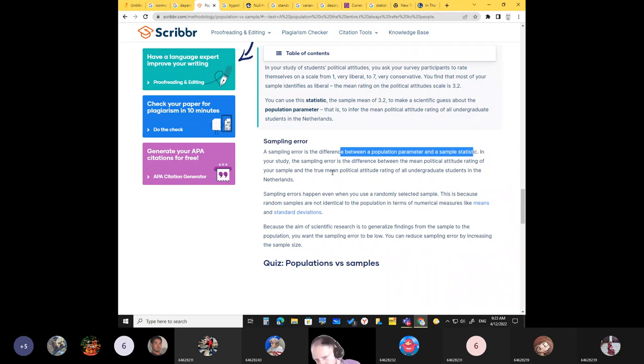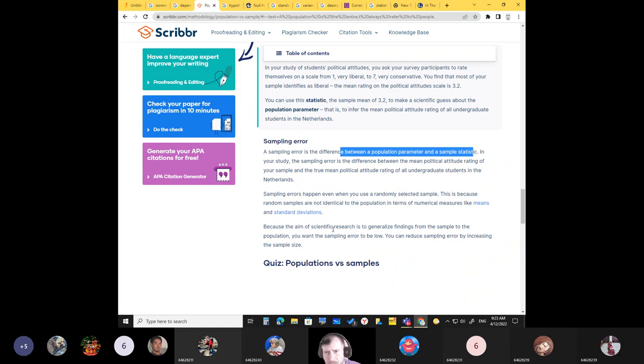There's some error. Why? Because maybe by some chance, all the people we were able to stop were younger, or that day it was raining, so all young people stayed at home and old people went shopping, you know? Sampling errors happen even when you use a randomly selected sample. This is because random samples are not identical to the population, right? We're trying to be as close to the population as possible, but it still can happen.